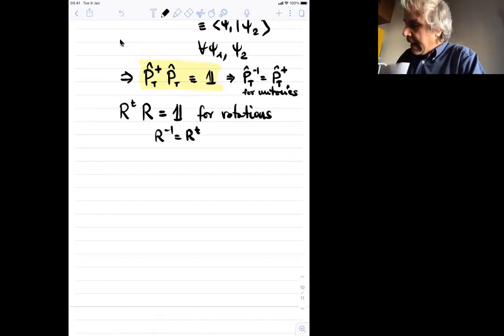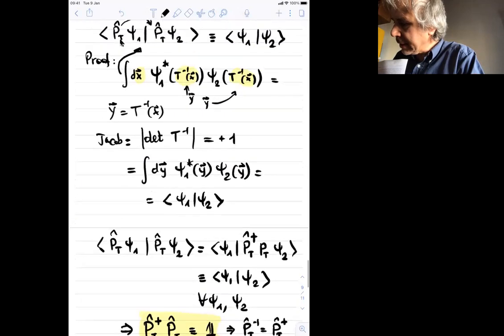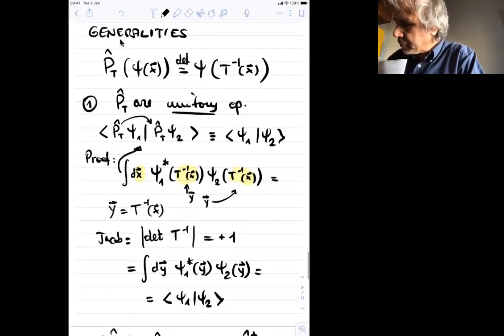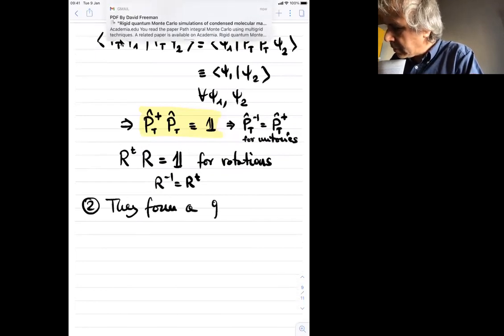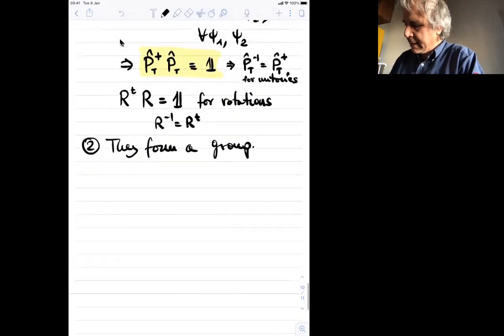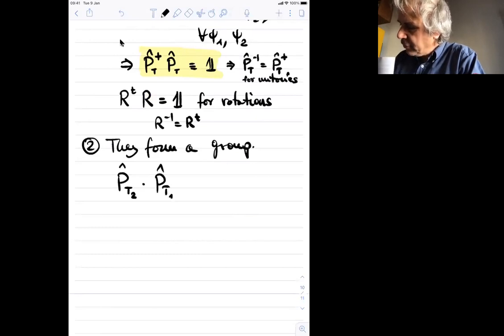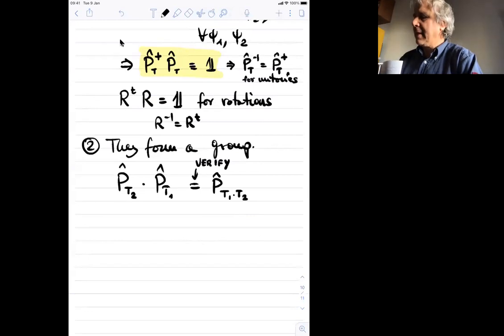Now, I want to conclude my proof. Remember that I proved, by the way, that they form a group. So the first property is that they are unitary. The second property, they form a group. What is the group property? The group property is very simple. P of a certain transformation T2 following P of a transformation T1. Please verify this yourself this time. Don't let me do it. Very simple. But verify that this is equal to P of T1, T2, applied obviously to the function.